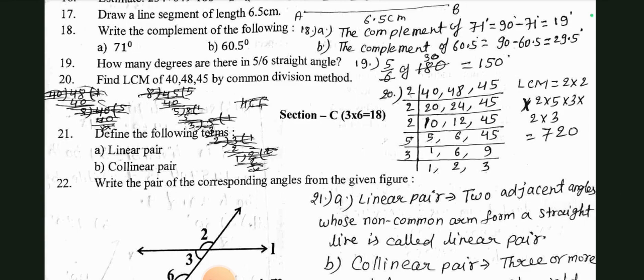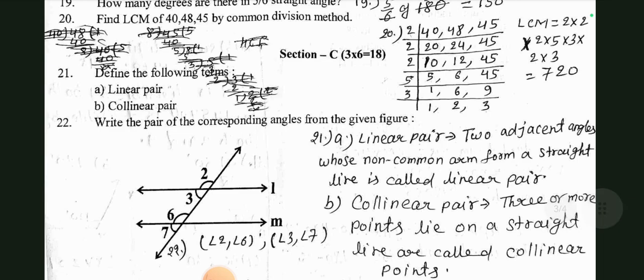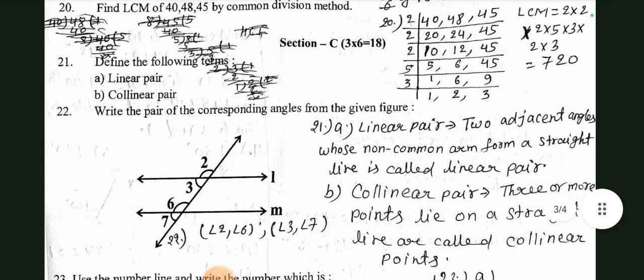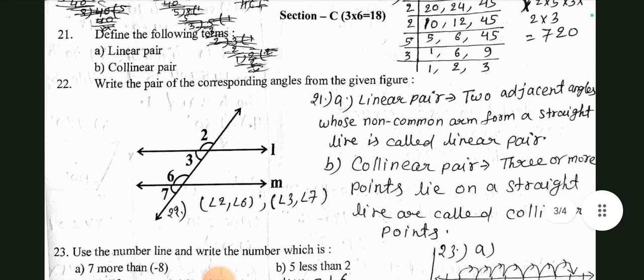Question number 21, define linear pair. A linear pair is two adjacent angles whose non-common arms form a straight line. And second is collinear points. Three or more points that lie on a straight line are called collinear points.